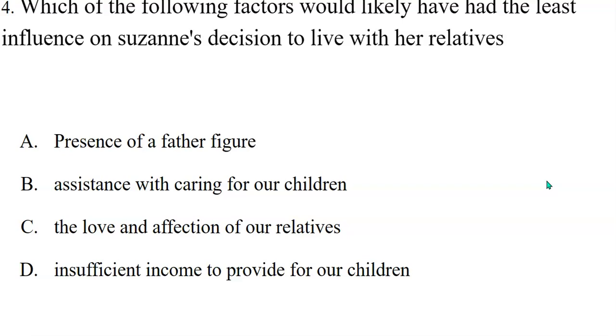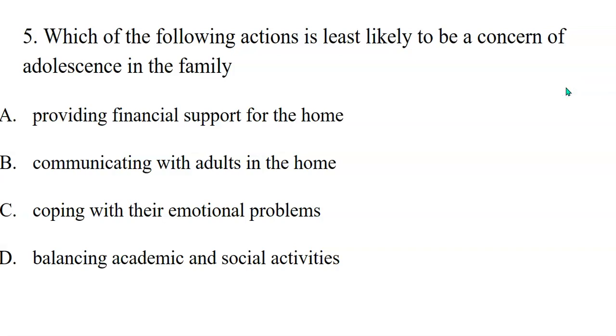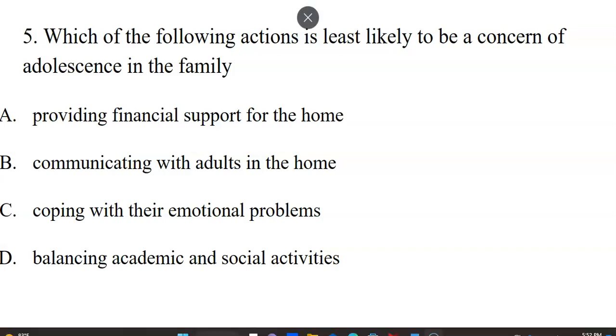Question 4, which of the following factors would likely have had the least influence on Susan's decision to live with her relatives? And we know the answer for question 4. This is an easy question. It is definitely letter A, the presence of a father figure. Question 5. Which of the following actions is least likely to be a concern of adolescents in the family? And the answer to question 5 is definitely letter A, providing financial support for the home.